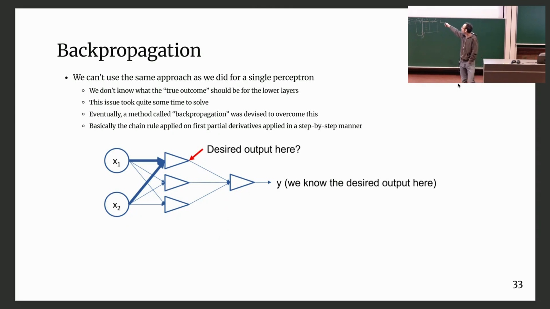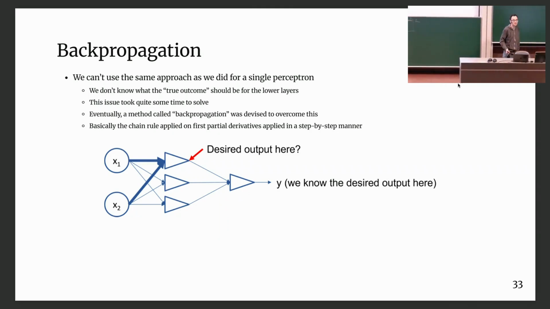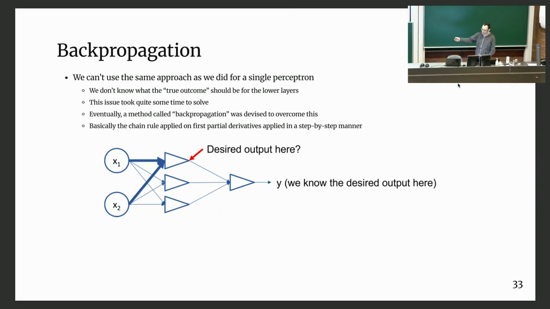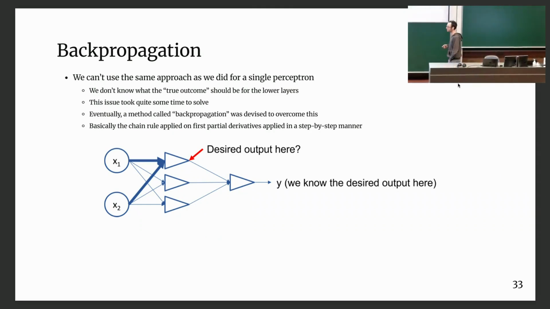I only know the true output at the very end, but for these, I don't have a concept of their perfect output, and there might be multiple good conditions that exist for their output values, right? Because in the end, they're recombined by this guy as well. So I don't know that. So this is the thing that took some time to resolve.